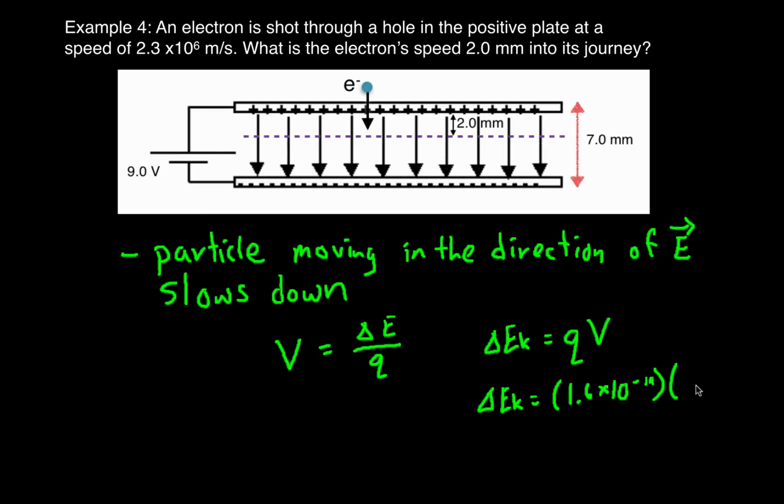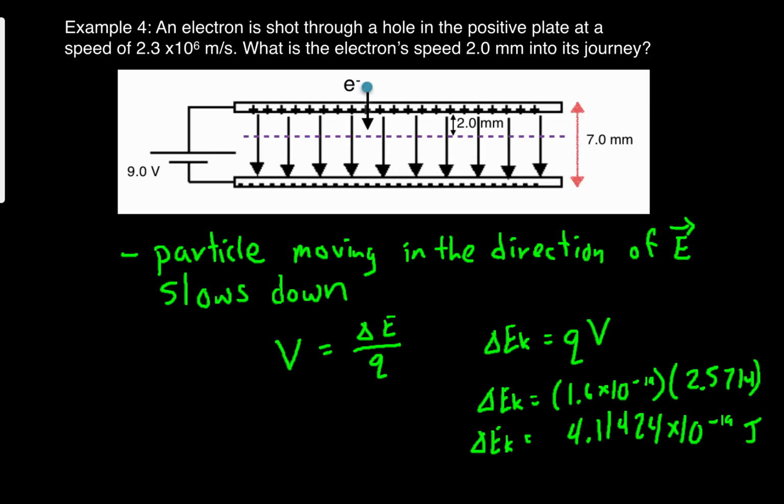We can find this change in kinetic energy by multiplying the charge of the electron times the voltage at 2 millimeters, which is 2.5714 volts. This gives us a change in kinetic energy equal to 4.11424 times 10 to the negative 19 joules. Be careful. The particle is moving in the direction of the electric field. It's slowing down. It's losing kinetic energy.